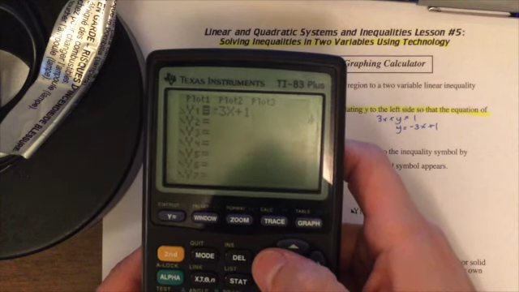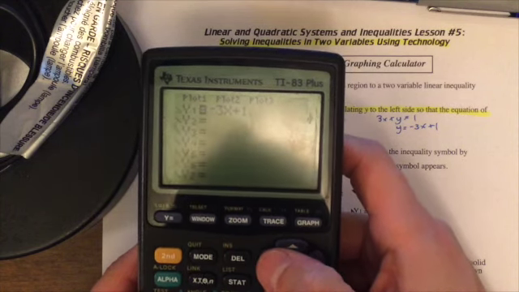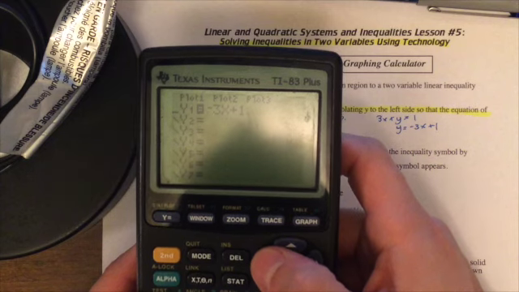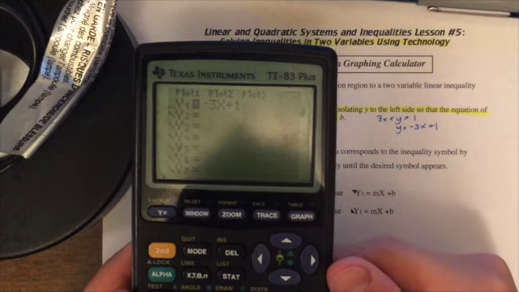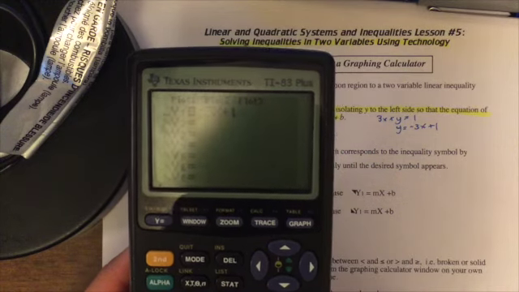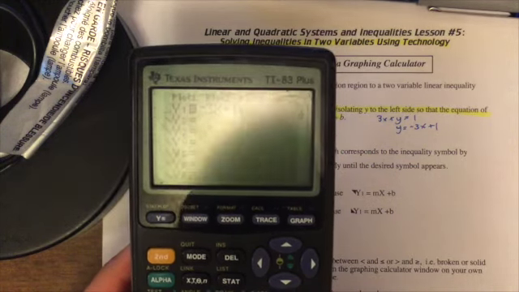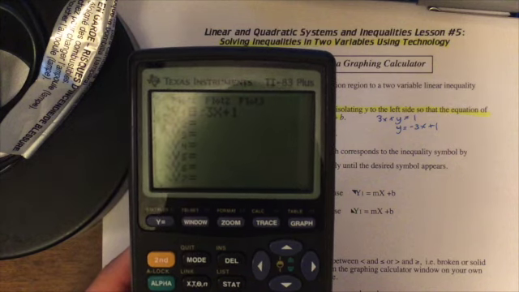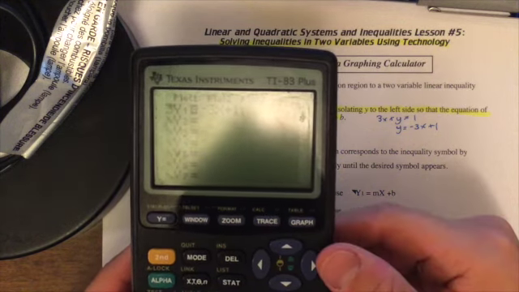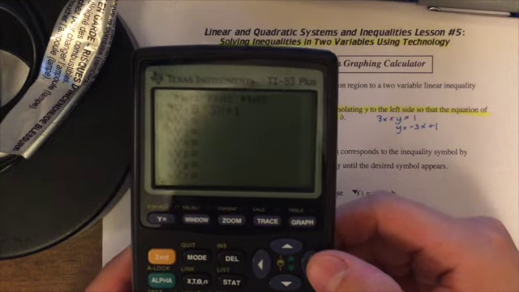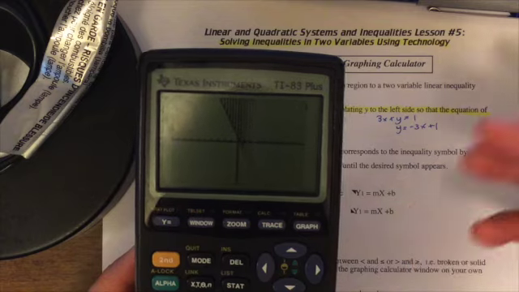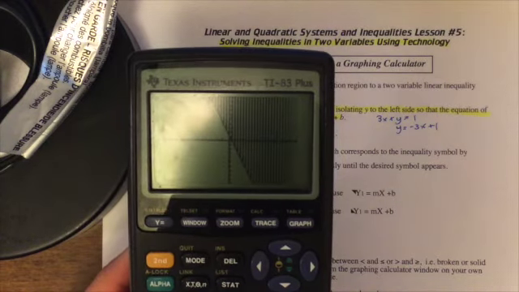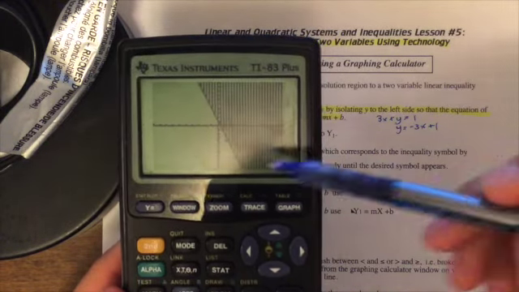I move my cursor over using my arrow button, to the very edge, where you see it blinking, and I press enter. If I want y to be greater, I press it until I get a solid black triangle like that blinking. Then I move back over here and press graph. Here you'll see that it shades the region where our solutions lie. Okay?